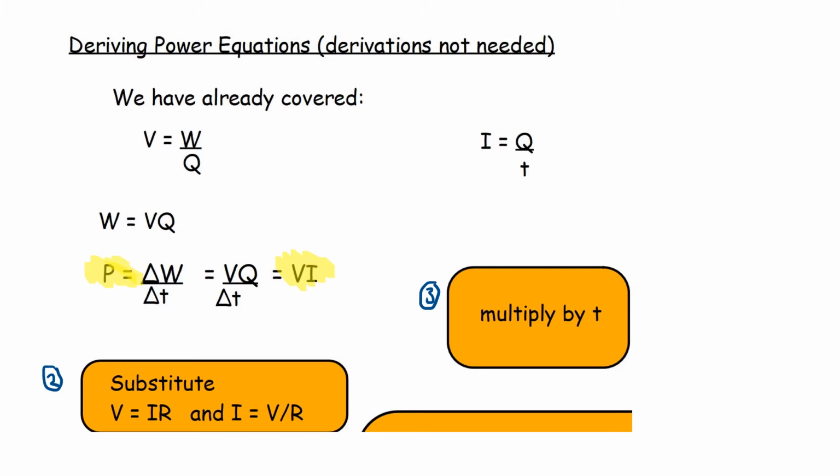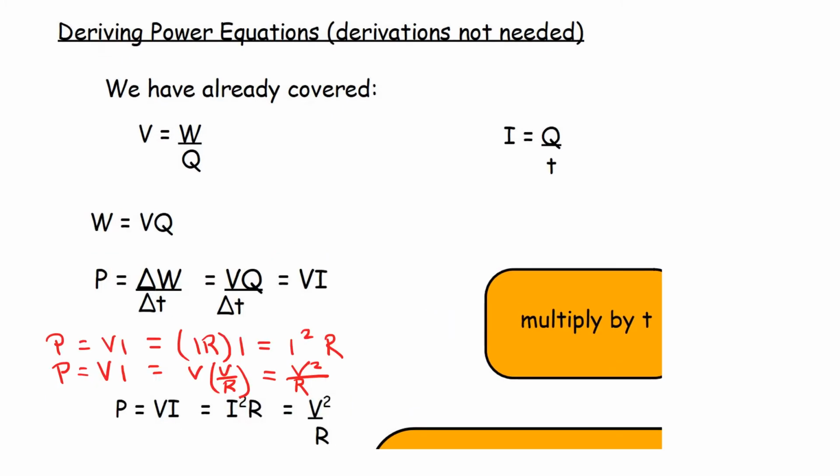On to step 2. Substitute V equals IR into that equation. And then, second step, substitute I equals V over R. And you should find you arrive at 2 further equations for power. Shown in red here, P equals VI, which equals IR times I, which equals I squared R. So we've substituted in, instead of V, we've written IR. We multiply that by I, that gives us I squared R. So that's our second equation for power.